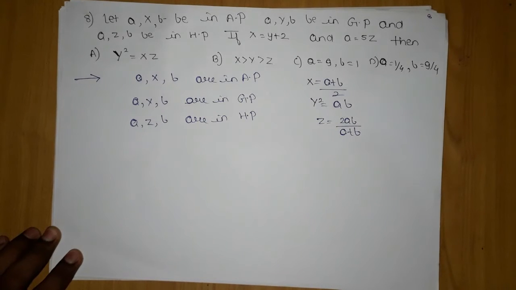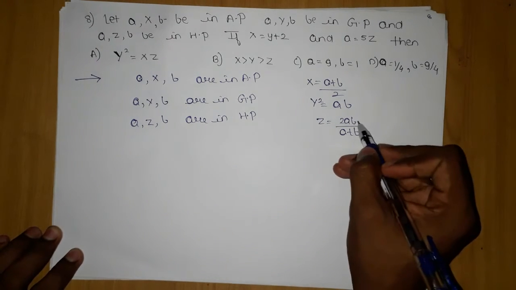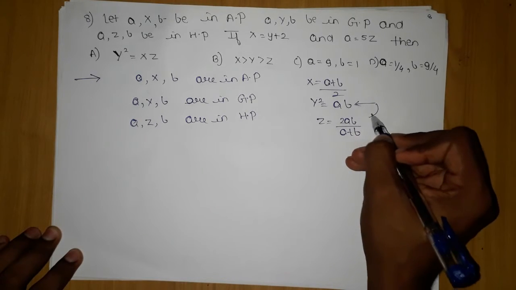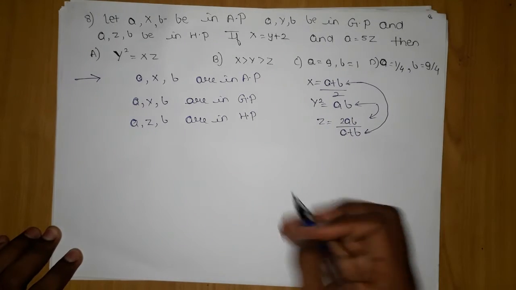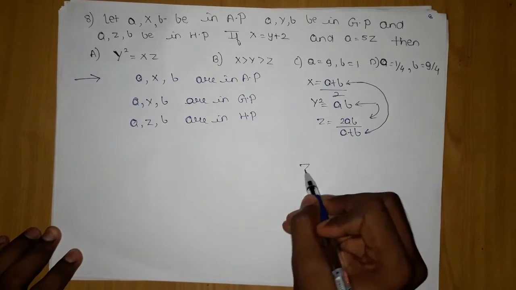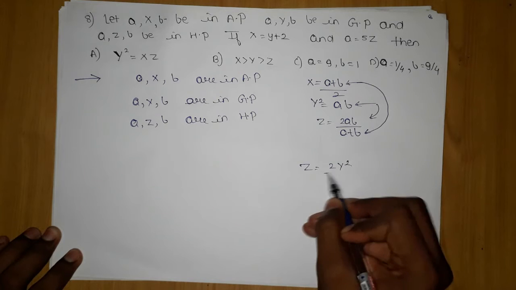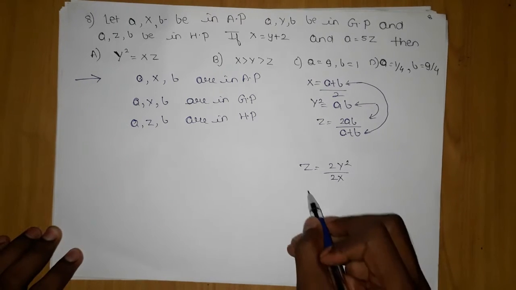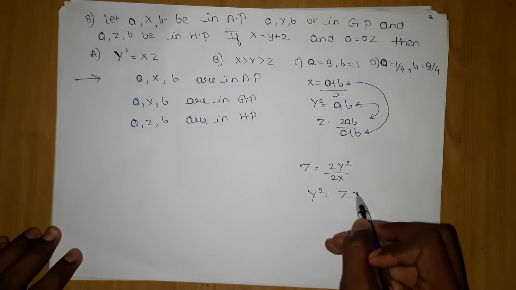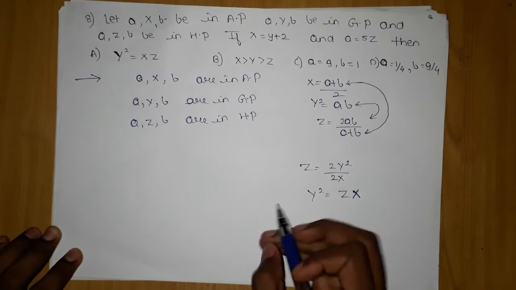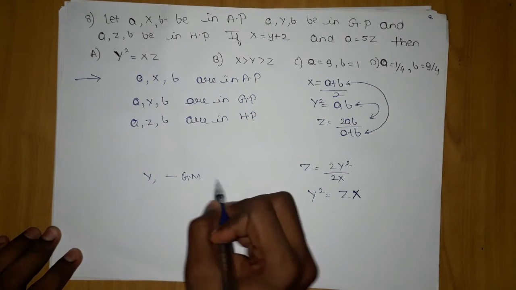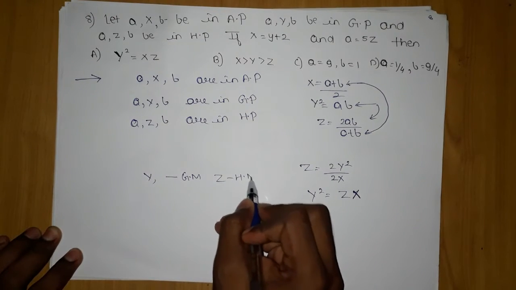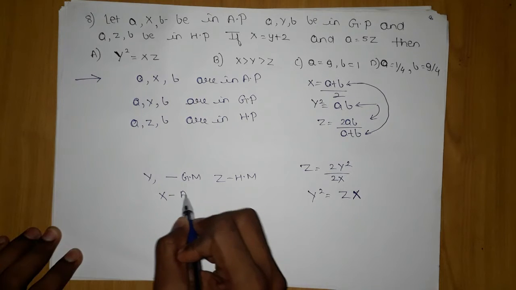Now one thing which can strike every child is that we can replace ab by y square here, and we can replace a plus b here. So what we will get is z equals 2y square upon 2x, which will give me y square equals zx. 2 will cancel out, but wait, y was GM, z was HM, and x was AM.